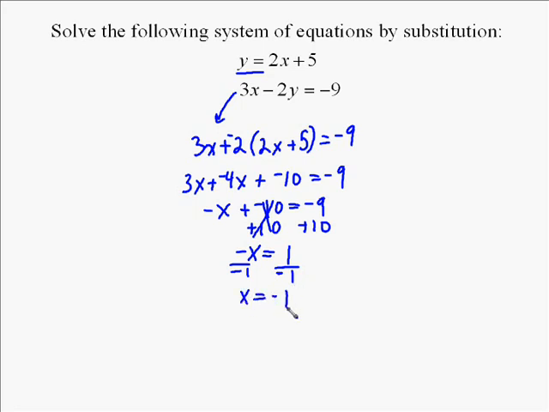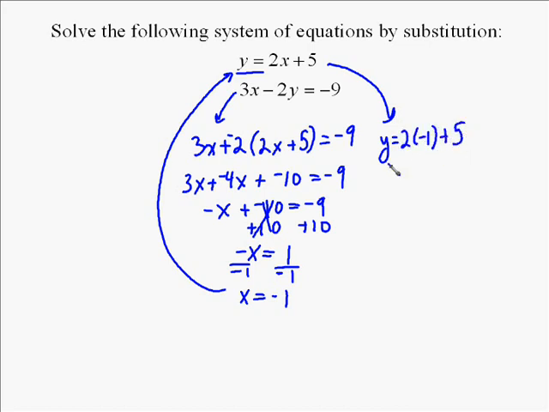Now we go back up into one of the two original equations. It will be easiest just to do it in the first one and plug in negative 1 for x. And so we're going to have y equals 2 times negative 1 plus 5. Now 2 times negative 1 is a negative 2, so we end up with y equals negative 2 plus 5, which equals 3. So our y value is positive 3. So our answer is x equals negative 1, and y equals 3.